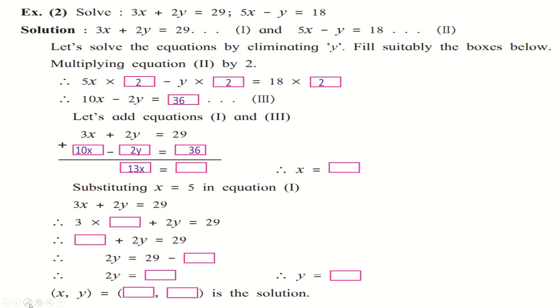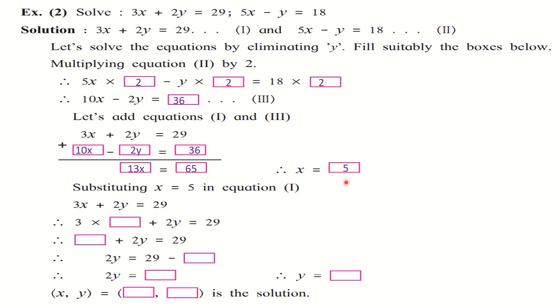And on RHS, 29 plus 36, that is 65. So we got 13x is equal to 65, and from that we will get the value of x. x is equal to 65 divided by 13. 13 5s are 65. That is why the value of x is 5. So we got the value of x as 5.